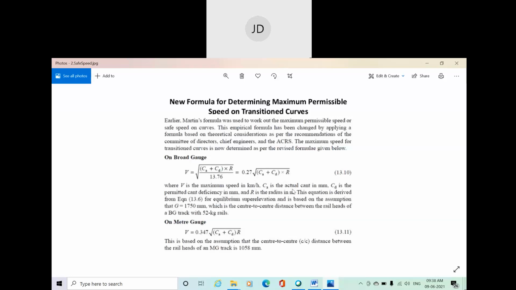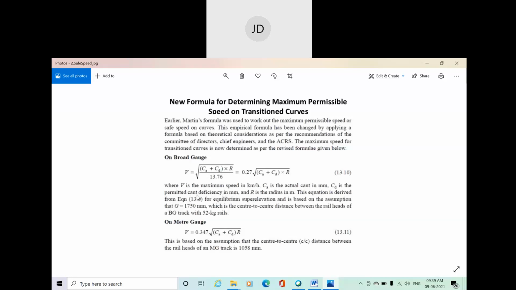So CA is the actual cant which is applied in the field. By definition, it is the raised height of the outer rail with respect to the inner rail, fine? The unit is millimeter. CD is the permitted cant deficiency in millimeter. Now, regarding cant deficiency, we have already discussed it in the last class. What is the cant deficiency?